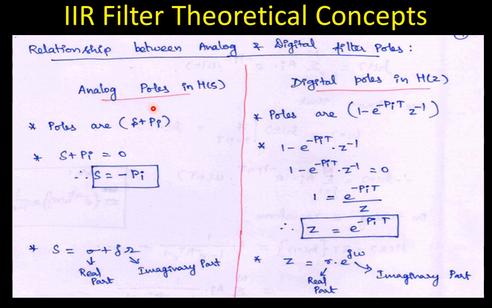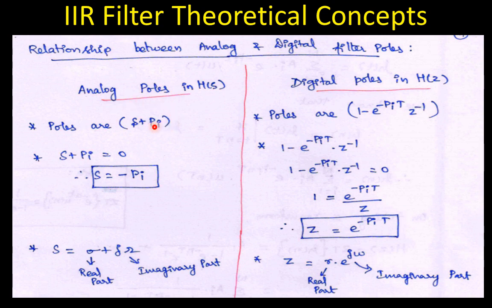Okay, so what is this? Analog poles and digital poles. What is the relationship between analog poles and digital poles? Analog means we talk about the S domain, digital means we talk about the Z domain. S is a parameter represented by sigma plus j omega, where sigma is called the real part, the other is the imaginary part, and this we call the angular frequency. Similarly, Z is a parameter in the digital domain represented by R into e power j omega. R is the real part and omega is the imaginary part. Omega is called the digital frequency, and capital omega is called the analog frequency.